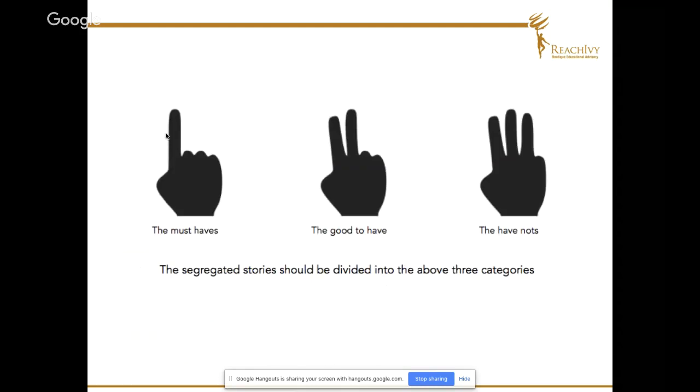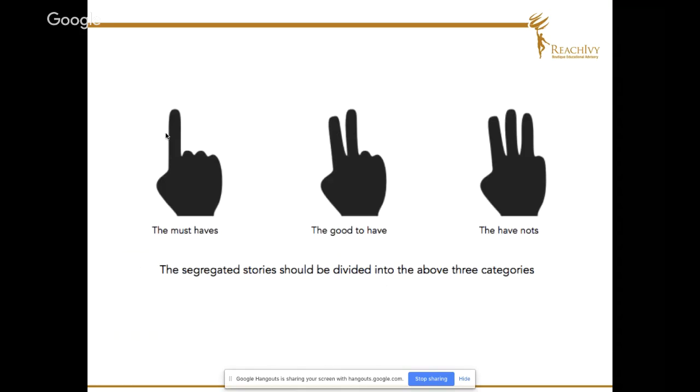When you're segregating these stories, segregate them into three parts. Now, the first part, obviously, is the must-haves. So when you start writing these stories, you'll start realizing which stories make you sound like the hero, and they go into the must-have section. The good to have are those stories that are then used in an application where there are too many questions and you have to answer them. To fill that, you have the good to have stories.